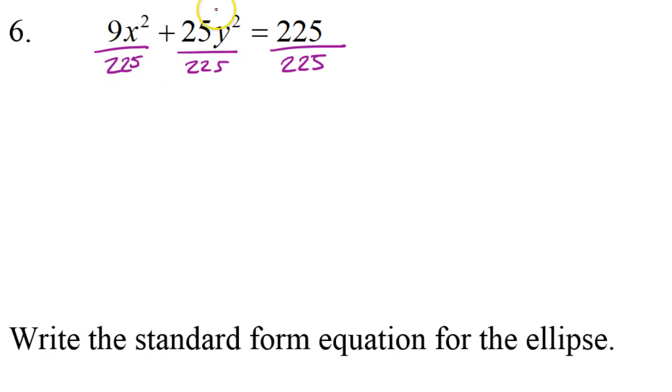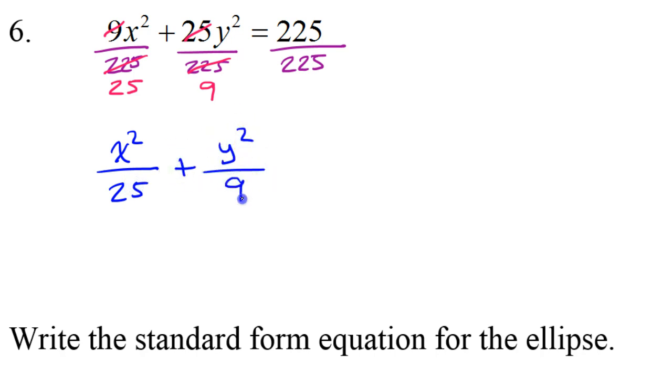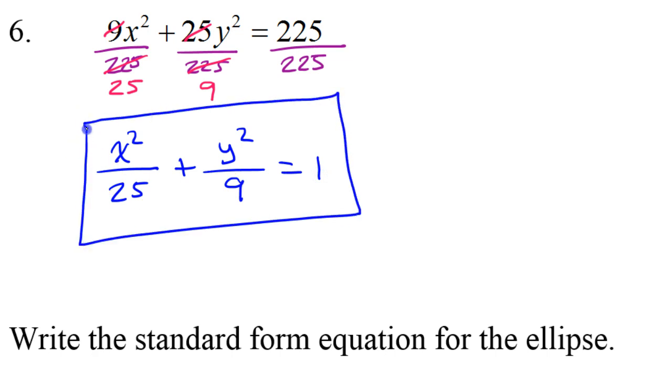So all we really need to do is reduce these fractions. How many times does 9 go into 225? Well, it turns out that 25 times. 9 goes into 225 25 times. How many times does 25 go into 225? You guessed it, 9 times. So when I rewrite this equation, what I have is x squared over 25 plus y squared over 9 equals 1. And that's it. This is the standard form equation.